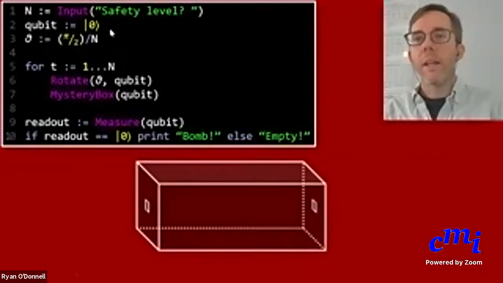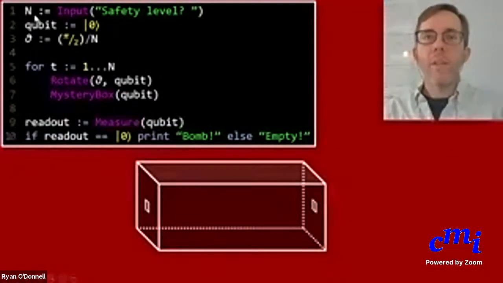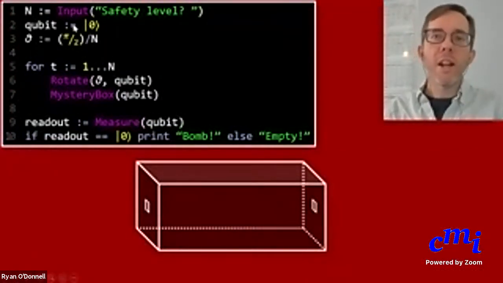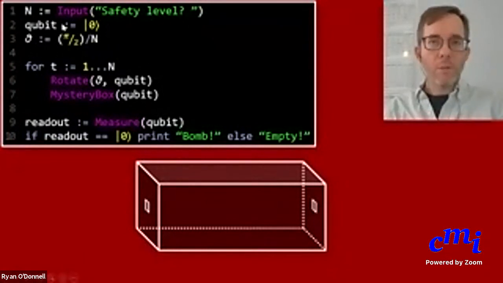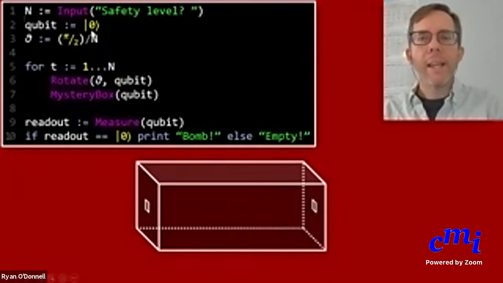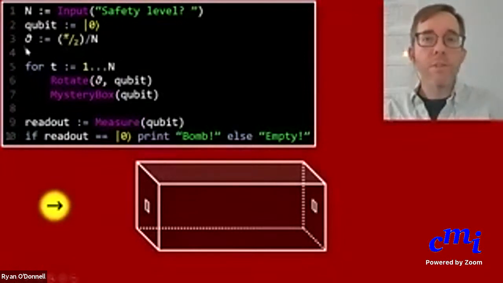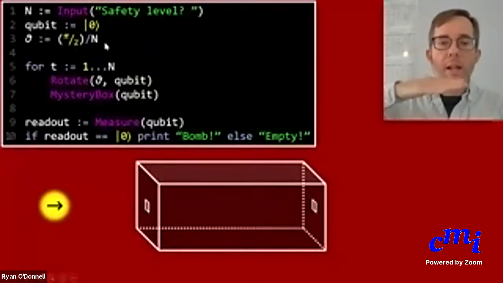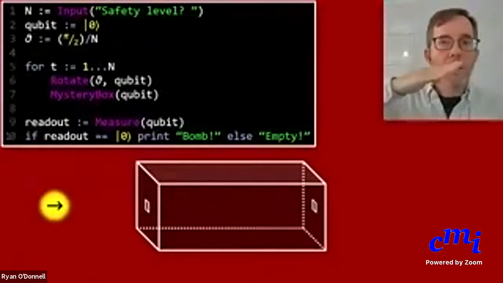We still have the box. The first thing it does is ask the user, or you decide yourself, on a sort of safety level, which is going to be a positive integer, n. So you get to choose n. And then the code initializes the qubit horizontally. And mathematically, it defines this angle theta, which is 90 degrees divided by n, or in radians, pi over 2 over n. So this is a small angle, and the bigger n is, the smaller the angle is.